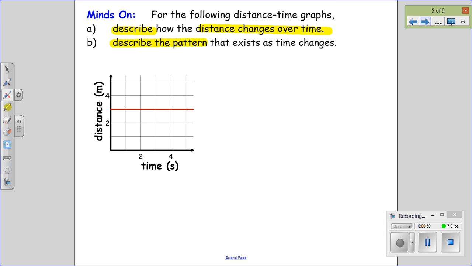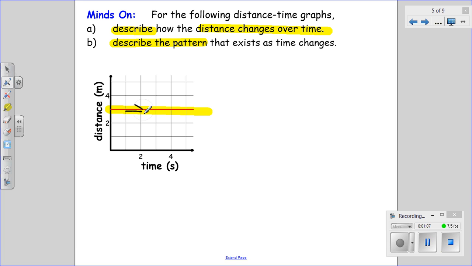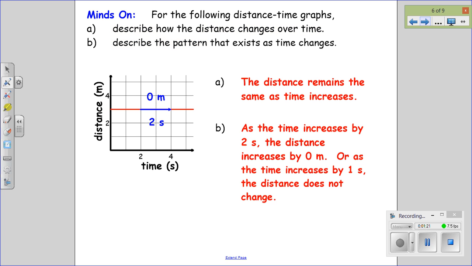If I look at the next one, what's happening here? As time increases, if I look at my graph, my distance stays the same. So as time increases, let's change colors here. If I go along the graph, time increases by 1 there, but I didn't go up or down. I went to the right 1 second, but I did not go up or down. So I increased no meters per second.